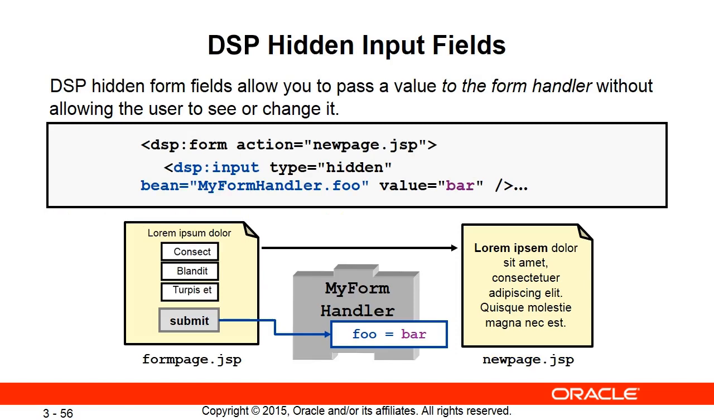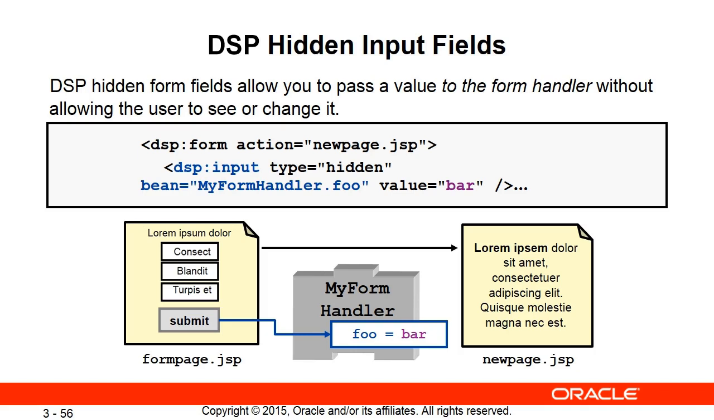So let's see how DSP hidden input fields work. DSP hidden form fields allow you to pass a value to the form handler without allowing the user to change it or even see it. In the JSP, you see the DSP input tag. DSP hidden input tags do the same things as regular HTML hidden input tags, with added abilities: the ability to use a literal, a bean property, or a page parameter as the source of a value. Plain HTML only supports literal values.